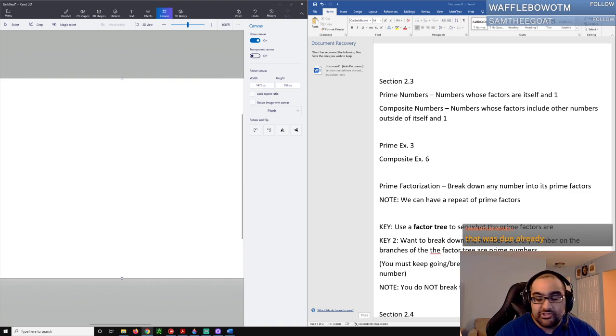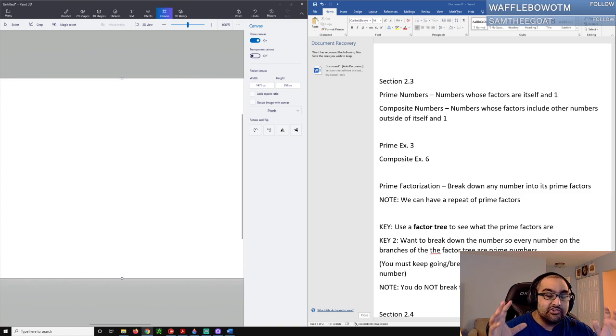So that's basically the breakdown of a prime and composite number. Now, what we're going to do today is talk about prime factorization. We're going to take some numbers and break them down into their prime factors. So we want to break them down into 2 and 3 and 5 and all those other primes. That's what we want to do. Let's talk about how we can break these numbers down into their prime factors.